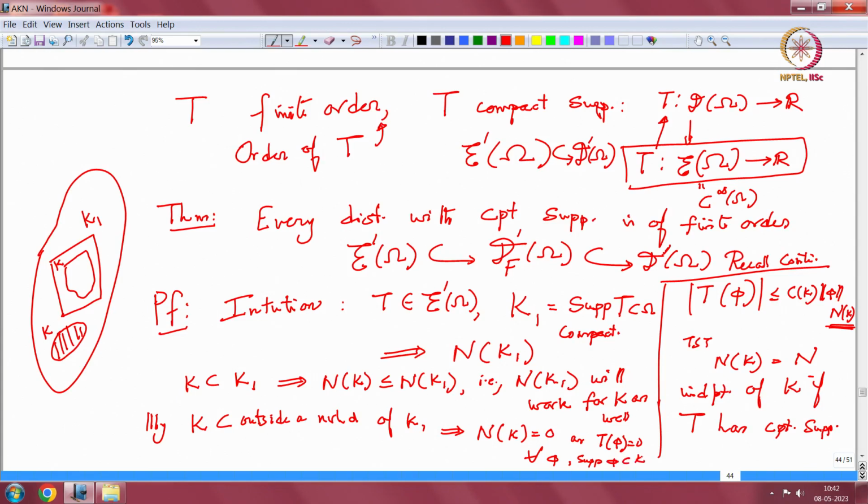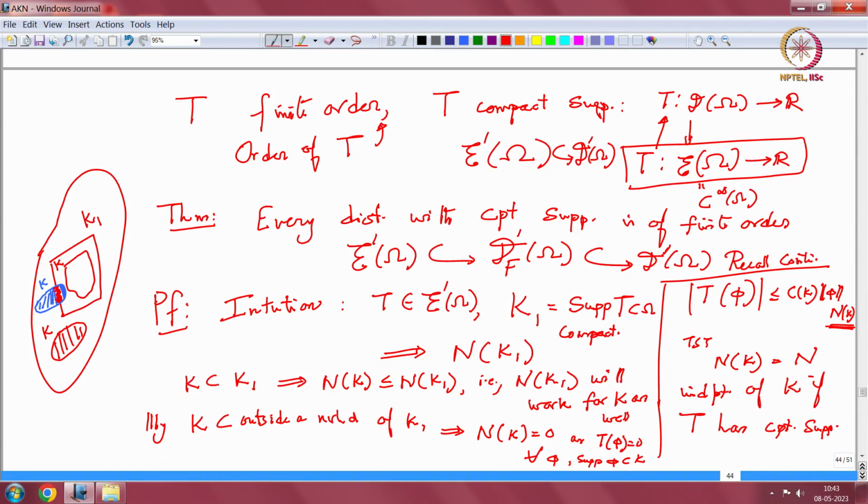So the only problem will come, let me use a color, if there is a K something like this intersecting. This is where it will contribute, but if K is a little away from K1, there is essentially no contribution. If K is here, your N_K1 will work basically. So the only issue is that you may need an increase in a neighborhood of that. So you probably have to expand, take a K slightly bigger than K1, and that should work for every phi.